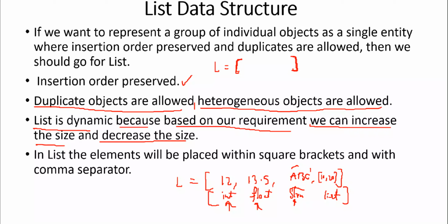And in the list we can place the elements by separating them with a comma. So this is an element, this is an element, this is an element. All these elements are inserted within square brackets, and each element is separated with a comma. So this is a way of creating a list. In the list, the elements will be placed within square brackets with a comma separator. So these are some basic information about a list.